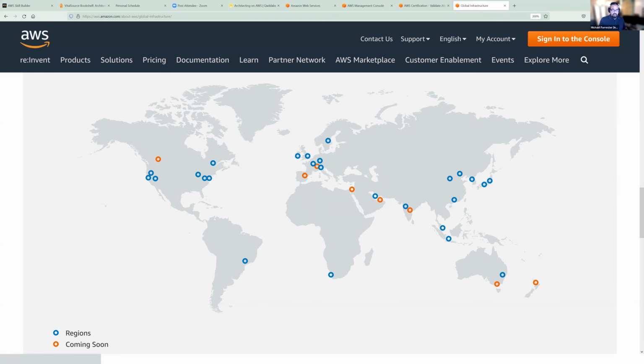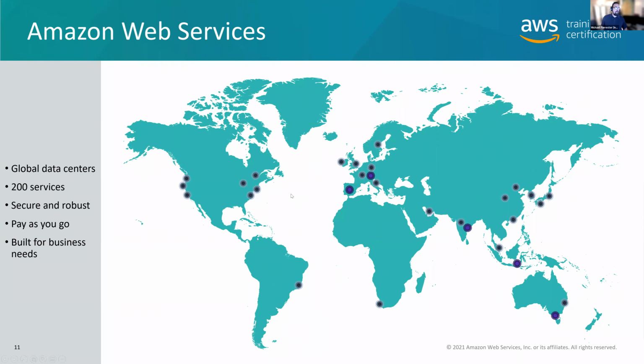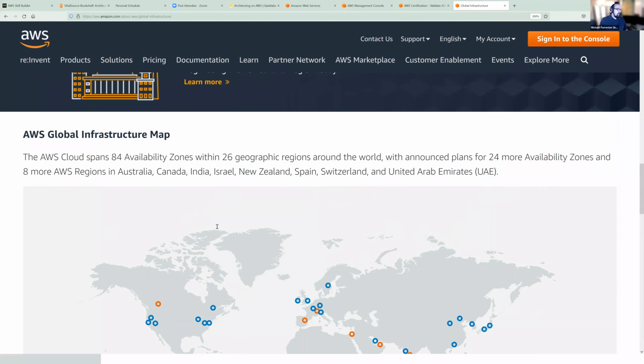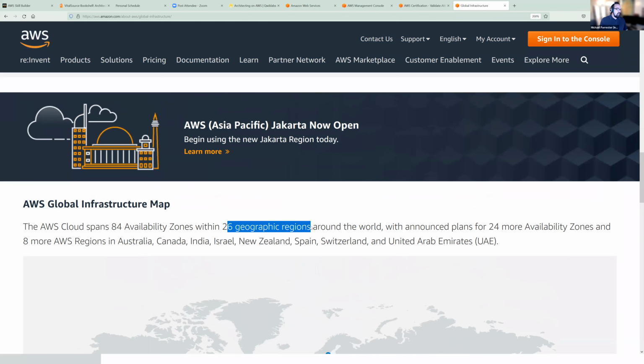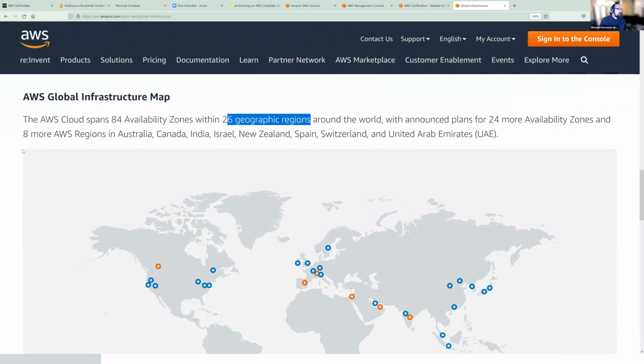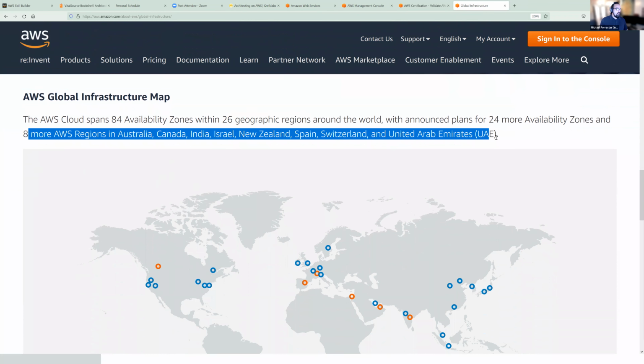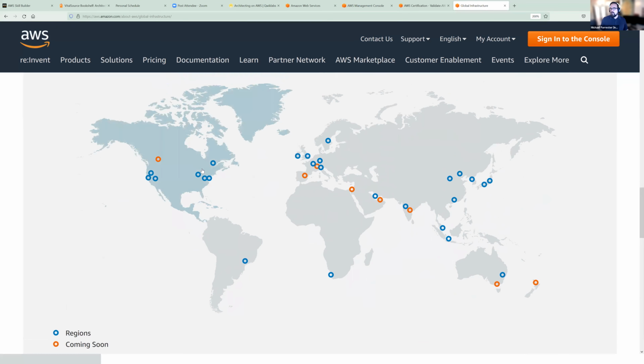All right, going back to our drawing. So Amazon has a ridiculous number of regions, right? So if we look up, what is it? Currently 26 regions around the world, 8 more regions in Canada, and so on, UAE. So they'll be at 34 here soon. So that's the whole region and availability zone construct.